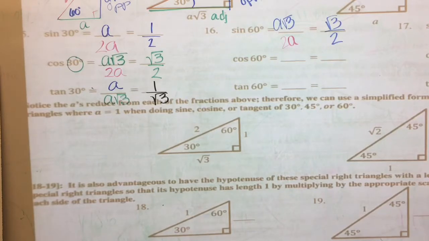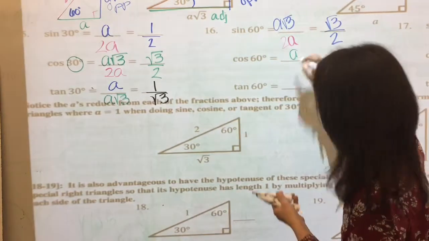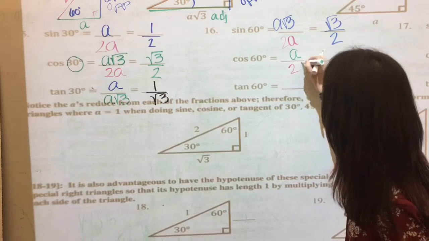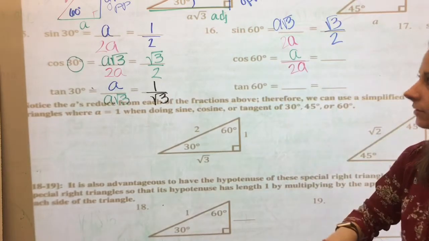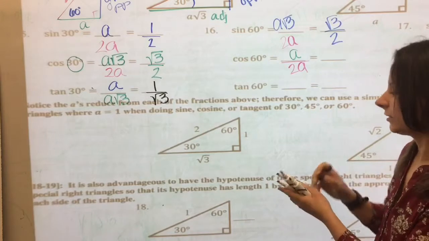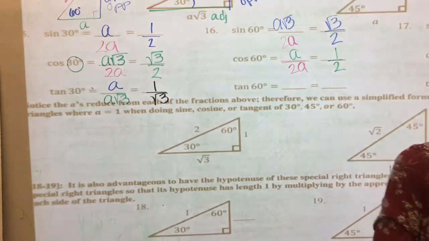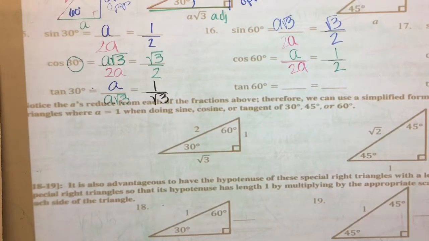All right, cosine of 60. Alex, can you help me with that one? It's A over 2A. Excellent. What do I get when I reduce it? 1/2. And class, didn't I say that one would repeat? I was right. I am so smart. Don't you love being smart? Hashtag so smart. Okay.